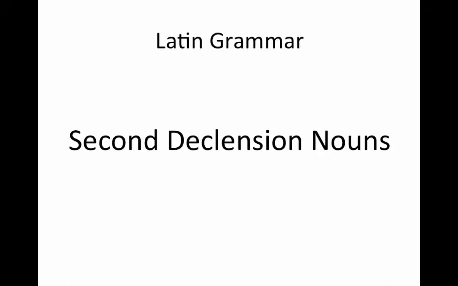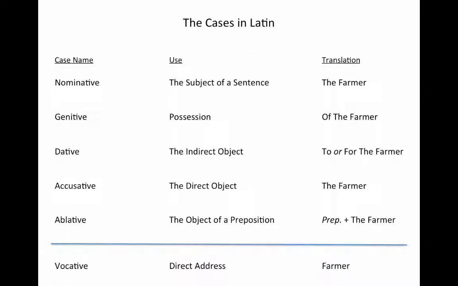Today we're going to talk about second declension nouns, but before we do that, let's quickly review our cases and what they do. Remember, the nominative case is the subject, the genitive is used for possession, the dative for the indirect object, the accusative is mainly used for the direct object, the ablative mainly used with prepositions, and the vocative is used when talking directly to someone.